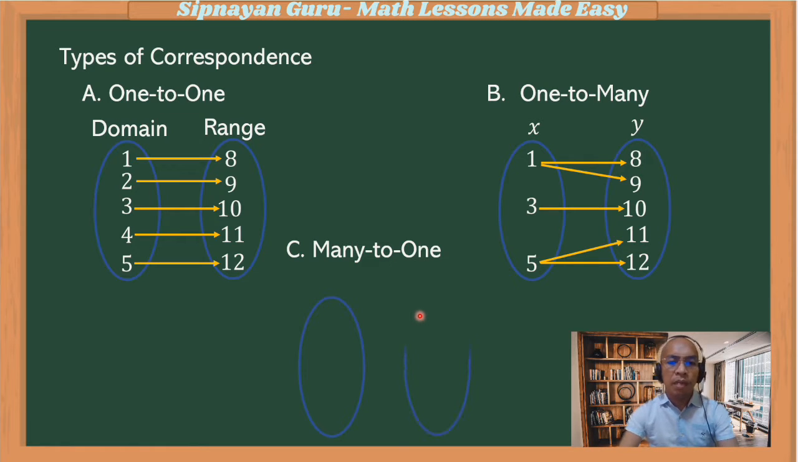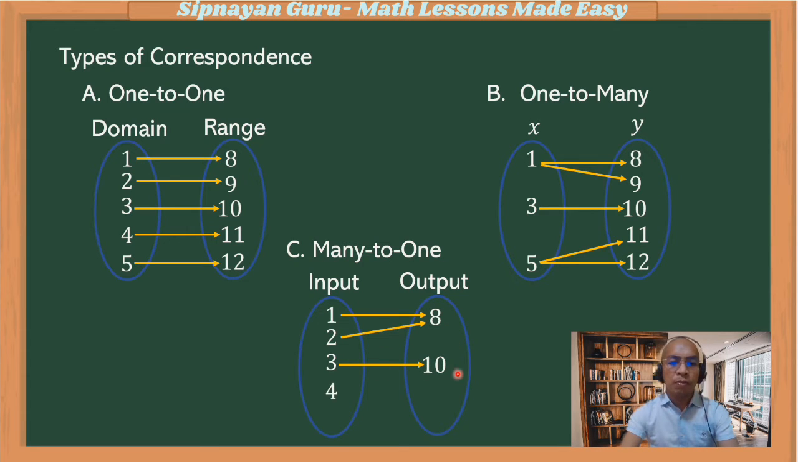The last correspondence is the many-to-one. We can also call the domain the input, and the resulting value of y the output. Suppose we have the value 1 here, and it corresponds to the value 8. We also have another value, 2, here, and it also corresponds to the value 8. We have 3 corresponding to the value 10, and 4 corresponding to the value 12. 5 also corresponds to the value 12. So in this case, we have multiple inputs and only one output.